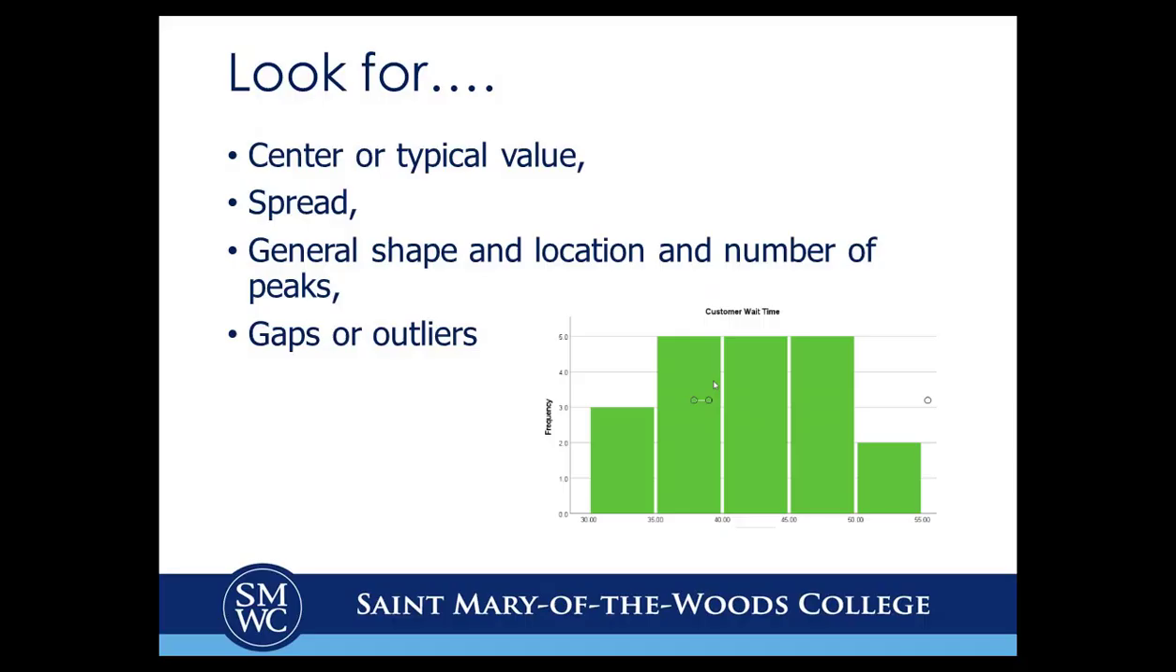Now in this case, you want to look for the center or typical value, the spread, the general shape and location, and the number of peaks, and if you have any gaps or outliers. In this case, the more that are at the high end of the number of seconds waiting, the worse.